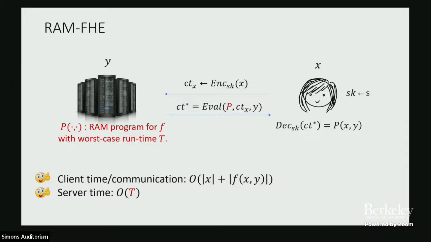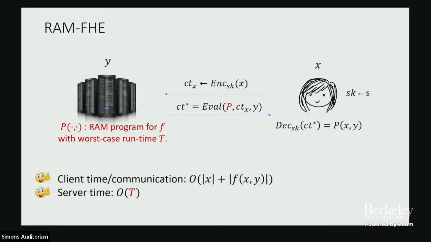And so now we want the server's runtime during this computation. The server will homomorphically evaluate this RAM program over the encrypted input X from the client and this data Y, and we want the server's runtime to be just O of T, proportional to the RAM runtime.